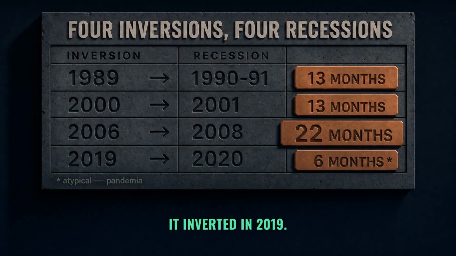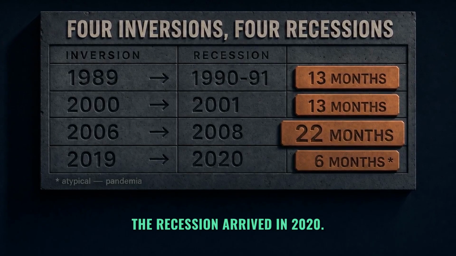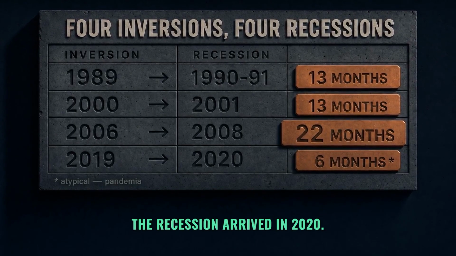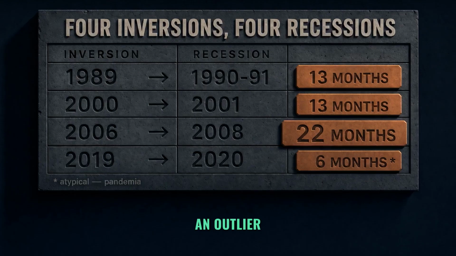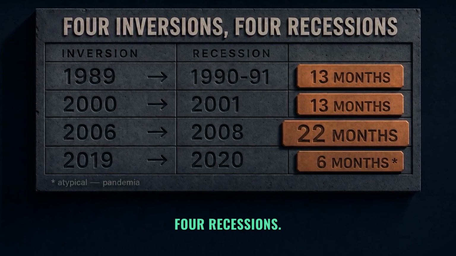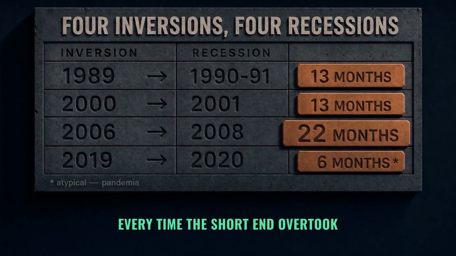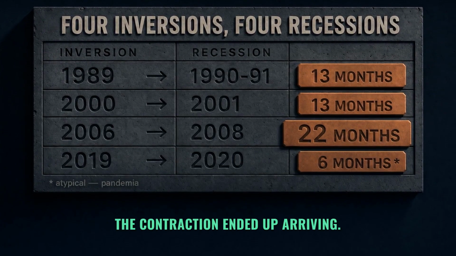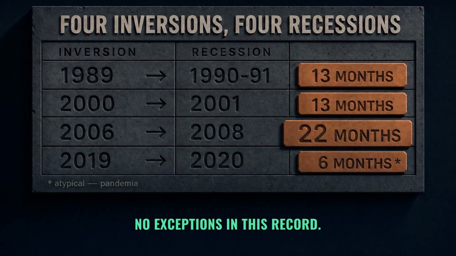And fourth, it inverted in 2019. The recession arrived in 2020. Only 6 months. An outlier because what triggered it was a pandemic. 4 inversions, 4 recessions. Every time the short end overtook the long end, the contraction ended up arriving. No exceptions in this record.